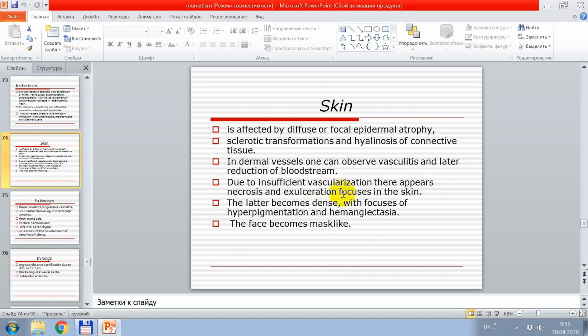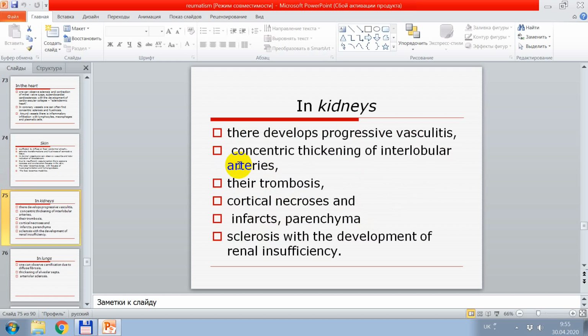Due to insufficient vascularization, there appear necrosis and exulceration foci in the skin. The skin later becomes dense with foci of hyperpigmentation and hemangiostasis. The face becomes mask-like. In the kidney, there develops progressive vasculitis, concentric thickening of interlobular arteries, their thrombosis, cortical necrosis, and infarcts, parenchymal sclerosis with development of renal insufficiency.